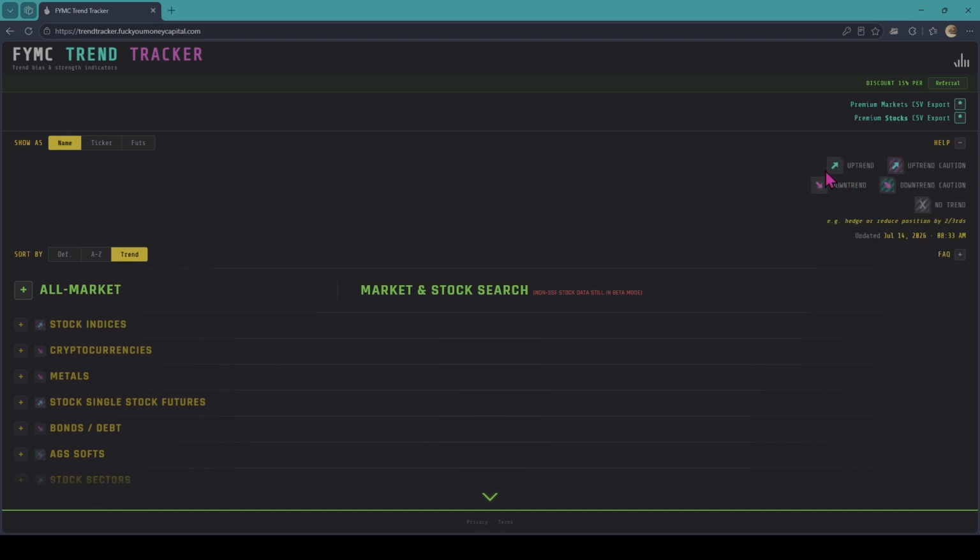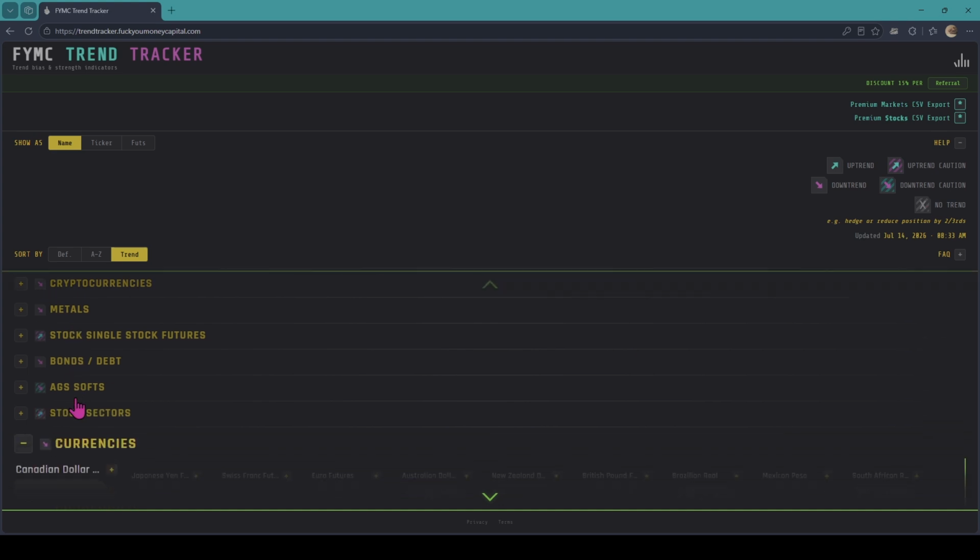There is a help section here. I'm going to show you kind of a legend or a key here, right? So an uptrend is delineated by a blue up arrow. A caution state is delineated by the bars, right? So uptrend is the strongest. Uptrend caution means it's still in an uptrend, but it's weakened. Downtrend caution means it's a downtrend, but it's still in its infancy or it's weak. Downtrend means full downtrend.